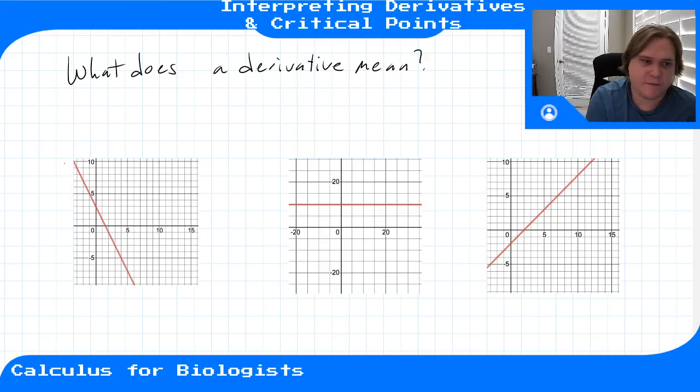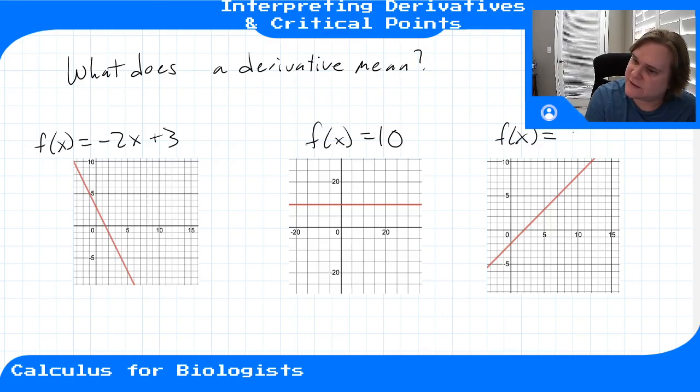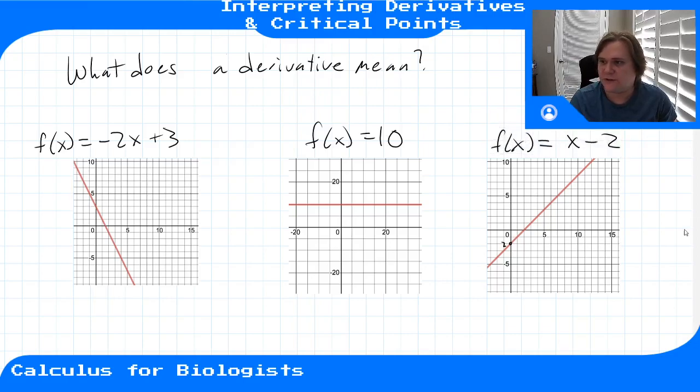Okay, so here we have three functions. These are the ones I had in lecture today. We have f of x equals minus 2x plus 3 here. This one is f of x equals 10. And this one over here is f of x, I think, equals x minus 2. So we have three linear functions, right? And we saw that for linear functions, we can compute the derivative by just looking at the slope.